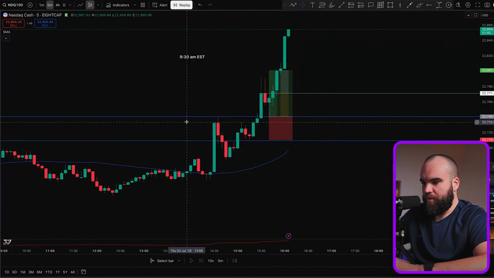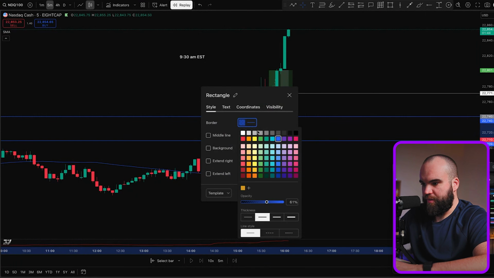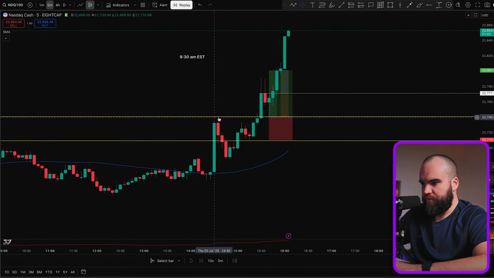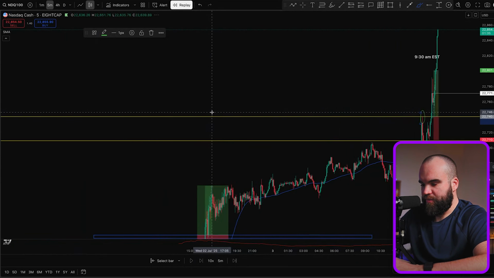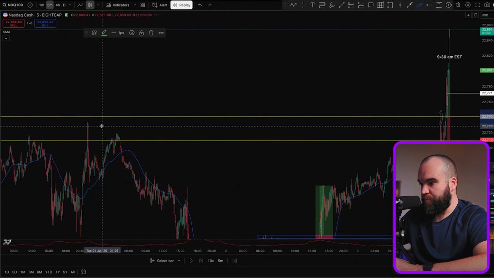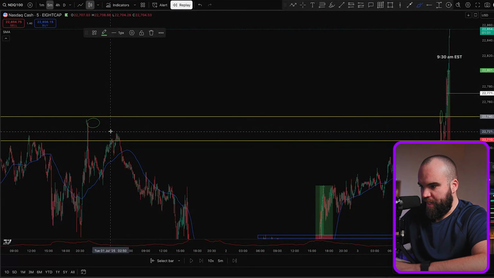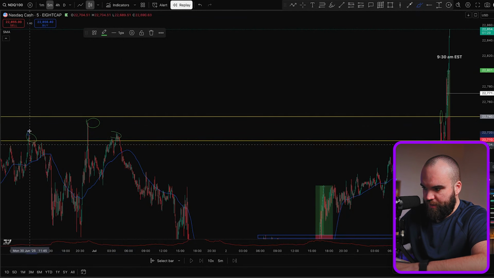Why do I mark it on? I marked it on with this blue line right here. Let's make it yellow just to stand out, because we had price push in and reject, and if we zoom out a few days ago, we had price reject and reject as well.